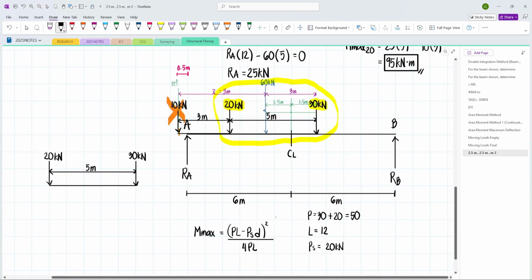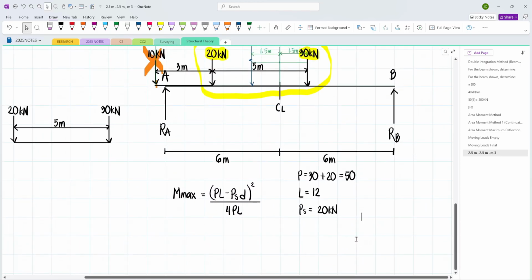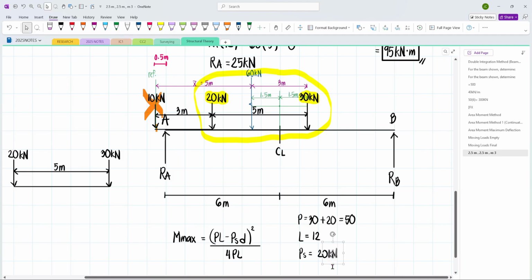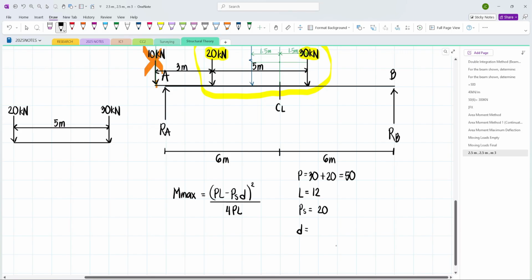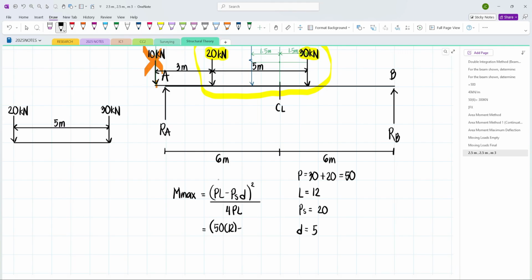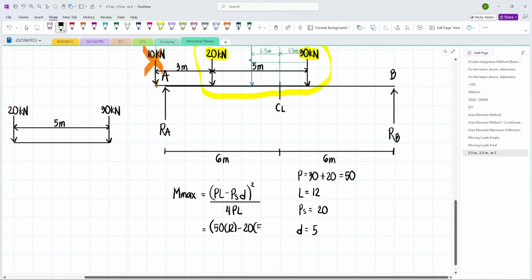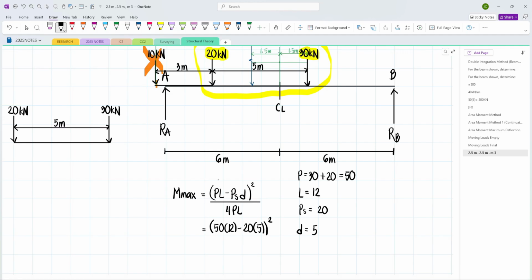Anyway, if this is your moving load crossing a span of 12 meters, this is the maximum moment you will get. So, P sub S equals 20 kilonewtons, the value of the smaller load. Then, D is the distance between the wheel loads, so 5 meters. So, we have here 50 times 12, then minus 20 times 5 meters, then squared divided by 4PL.